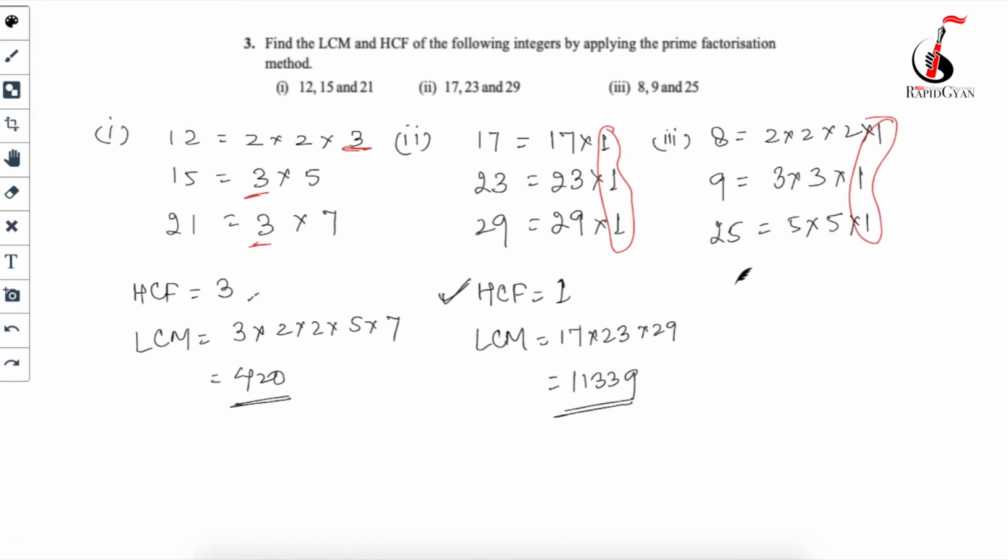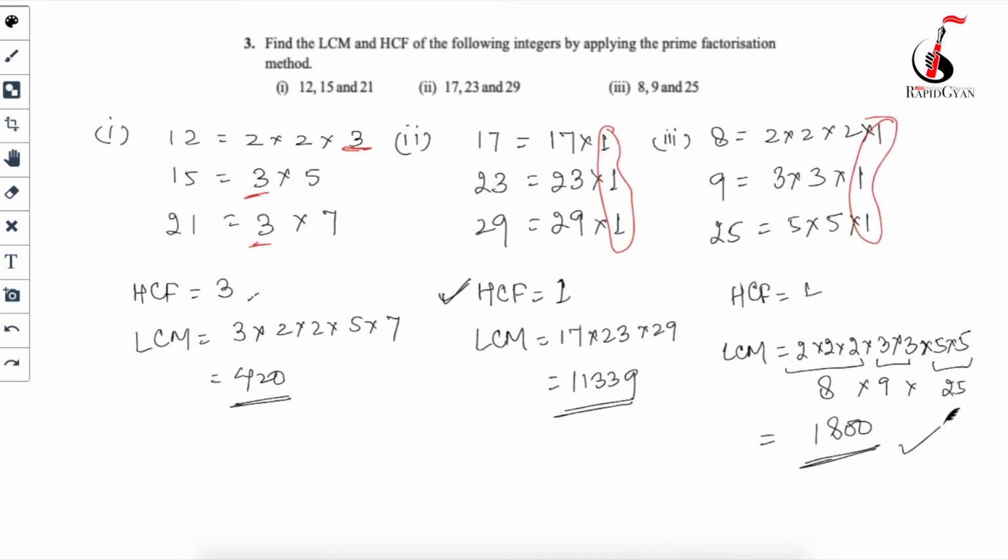So what will be your HCF? Your HCF will be 1. And what will be your LCM? If your HCF is 1, it means there is no common factor, so you will have to multiply all the factors, which is 2 times 2 times 2 times 3 times 3 times 5 times 5. Actually, what you are doing is multiplying the numbers only: 8 times 9 times 25. I have written this just to make you understand. So 8 times 9 times 25 will give me 25 into 8 is 200, into 9 is 1800. Okay, so that's your answer.